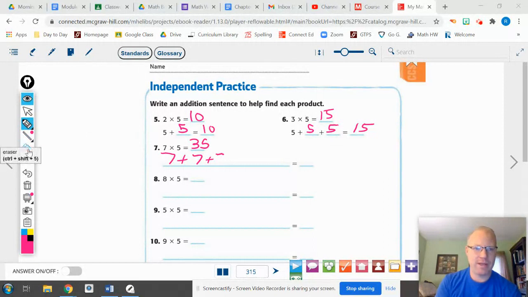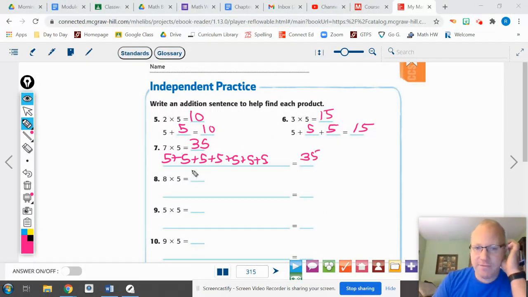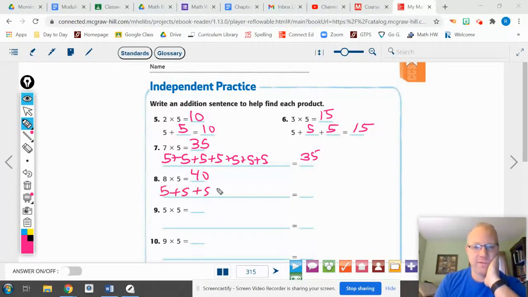They want us to write 5 7 times. 5 plus 5 plus 5 plus 5 plus 5 plus 5, 1, 2, 3, 4, 5, 6 plus 5 equals 35. Then they have 8 times 5, 40. And now you have 5 plus 5 plus 5 plus 5 plus 5 plus 5 plus 5 plus 5, which is 40. 1, 2, 3, 4, 5, 6, 7, 8.